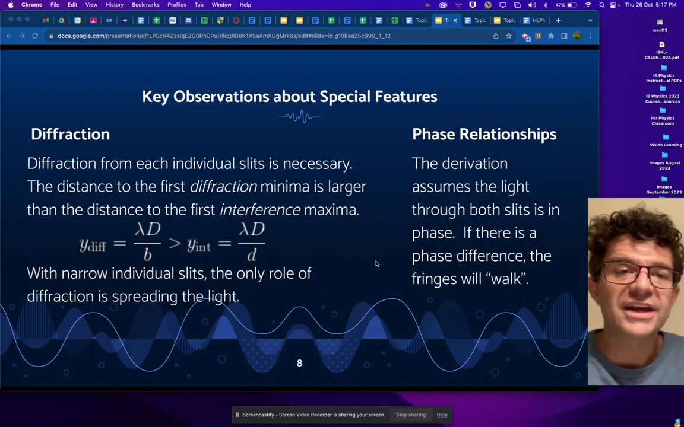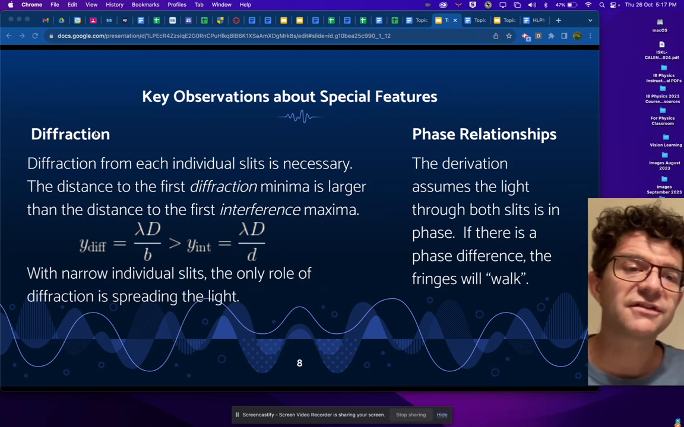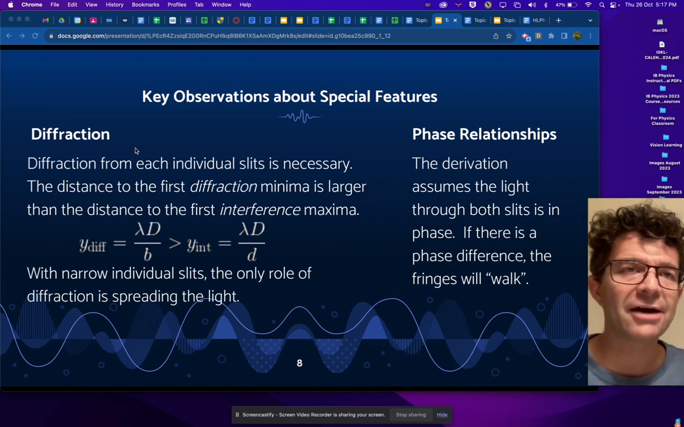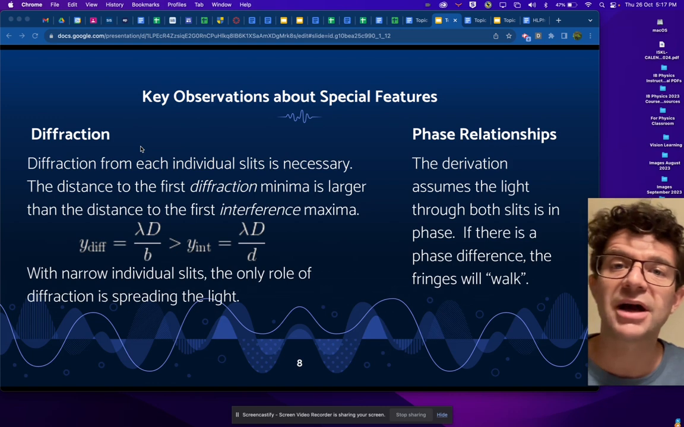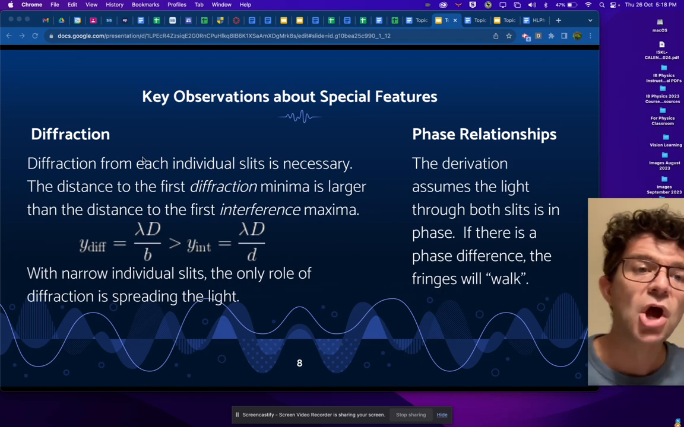Some key observations about the Young double slit interference pattern. One is that diffraction is really necessary here. If the light that's passing through the two slits is not spreading out, and you just get 1 point of light behind one slit and 1 point of light behind another slit, then there's no place where the light from both slits is reaching simultaneously, and you can't have interference.